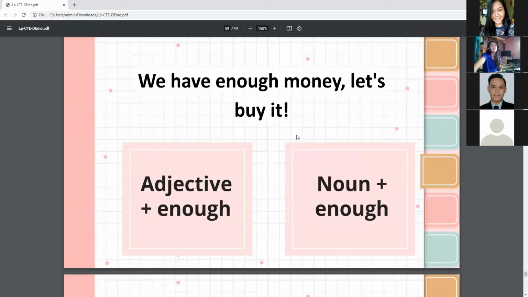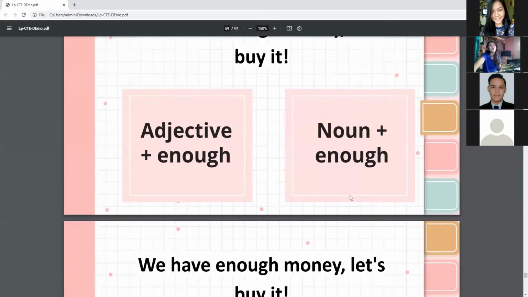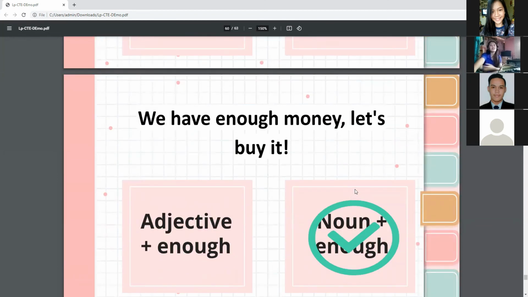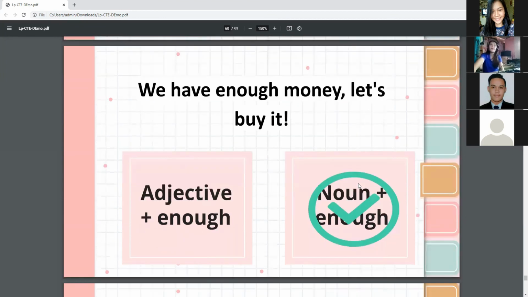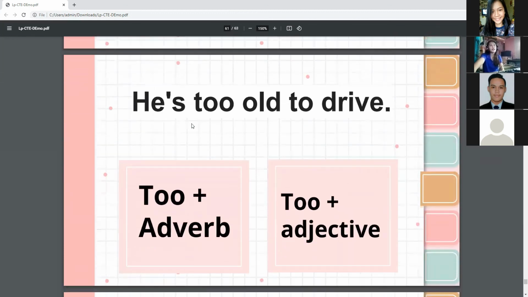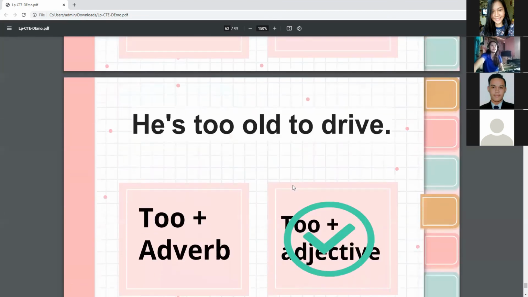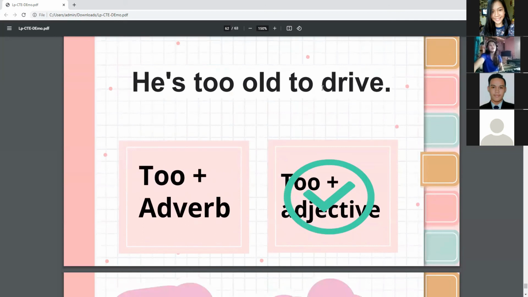Next one. We have enough money. Let's buy it. Adjective plus enough or noun plus enough? Anthony. I think it is enough plus noun. Why do you think it is enough plus noun? The word money. So money is the noun. Okay, very good. Next. He's too old to drive. Two plus adverb or two plus adjective, Russell? It's two plus adjective, ma'am. Let us see. Okay. Because of the word old. So the word old is an adjective.